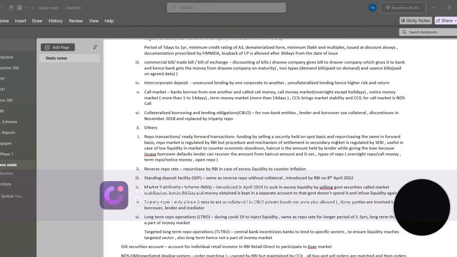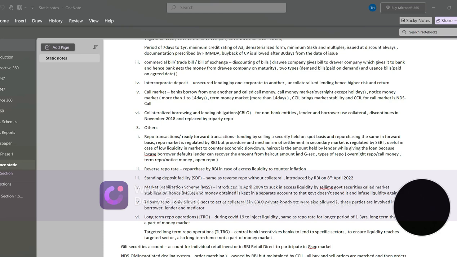This amount is kept by the lender while giving the loan because in case I default, then that lender can recover the amount from that 25 rupees and the securities which I have kept. So the lender can recover the amount from the haircut and GSEC.